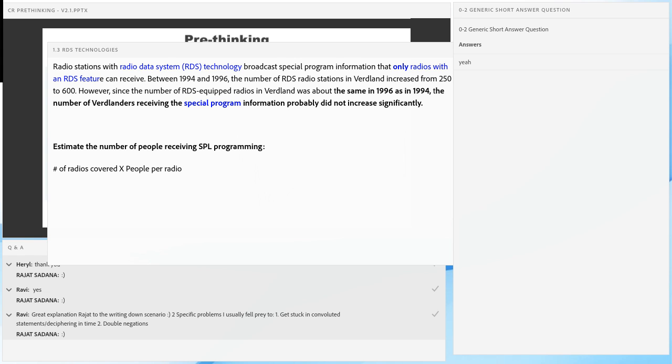Now, some of you said, what if there are other devices? Does the argument allow us to have other devices that can receive RDS programming? No. You can see the word only over here. And this is where that's really important. In a CR argument, if it gives you constraints, you can't go outside of those constraints.